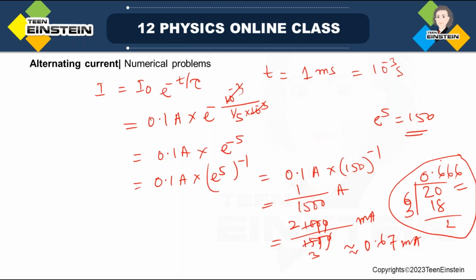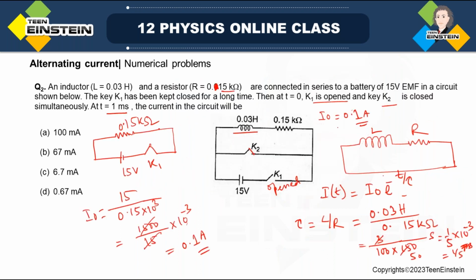I hope students you have understood this. If not, I'll just recap once again. See here actually what was the question? Question was that initially the LR series circuit was connected to the battery by keeping this K1 closed for a long time. That means the circuit has attained a maximum current. That maximum current I have already found out. What was that? That was I0 is equal to 0.1 ampere. How do I do that? See, I have found out from here 15 volt, and the effective resistance in this series circuit, since it is actually the DC case, after a long time the current will be fixed.